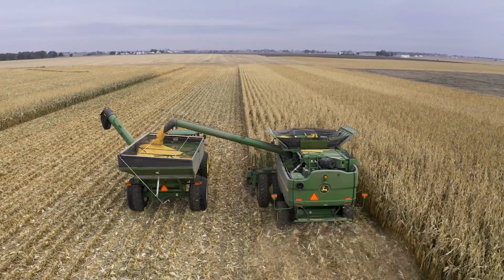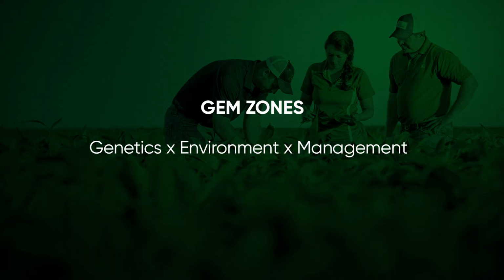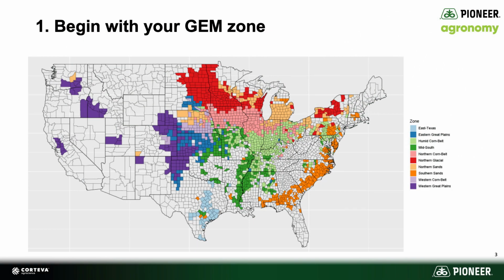So, how do we use this tool? Step one is basically you need to orient yourself as far as where you're at in the U.S. We've divided up the country into 10 similar zones, what we call GEM zones, which are genetics by environment by management zones. Once you've located yourself on the map, then you can look at where you are in that yield pyramid from low yield to high yield.